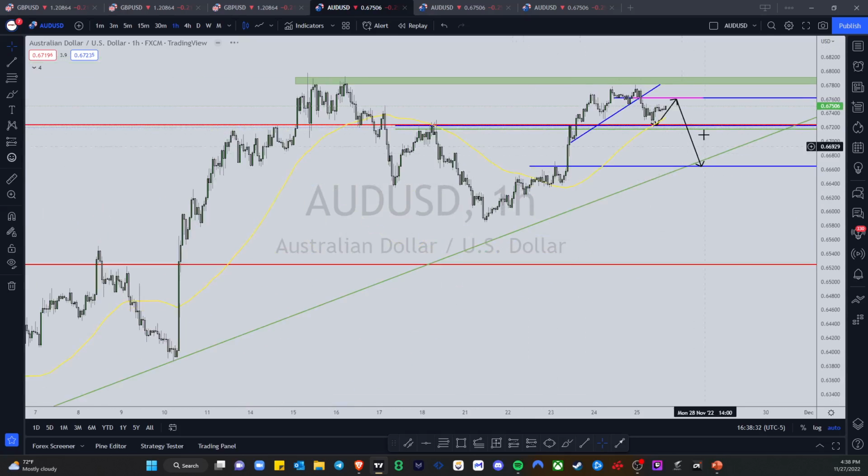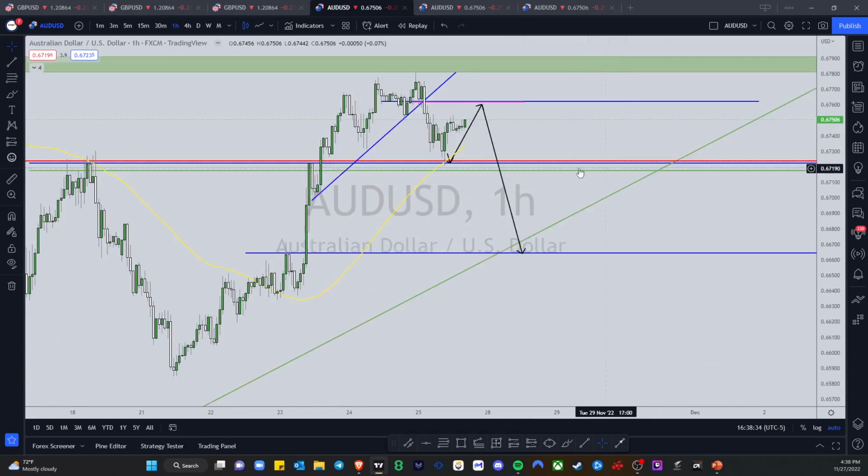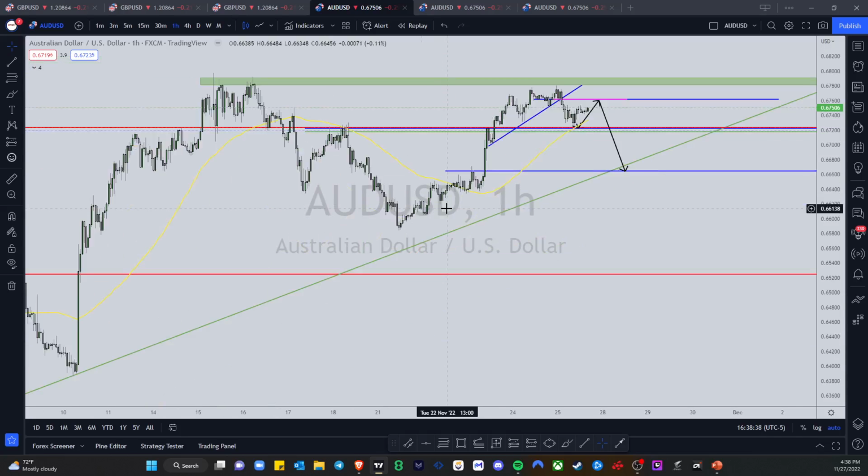All these chart markups you see right now, I've already been marking them since I was trading last week.